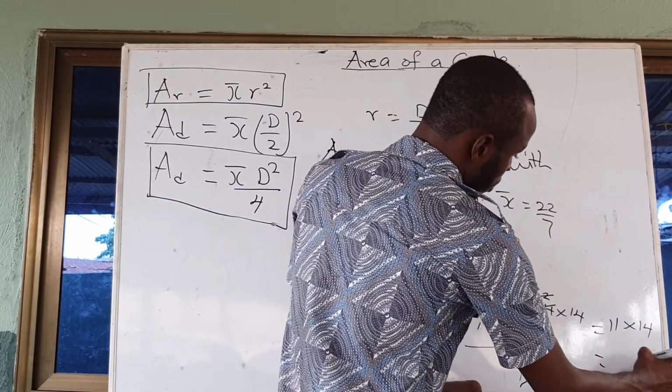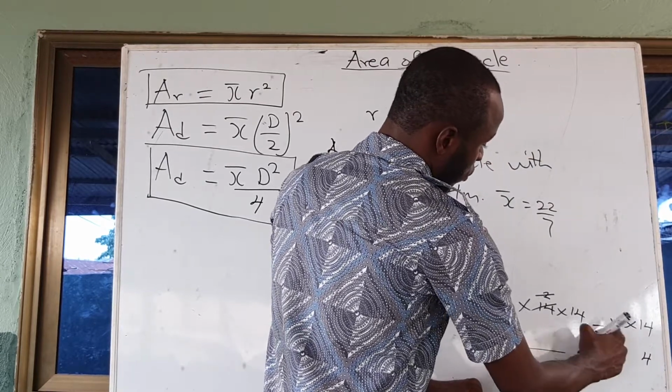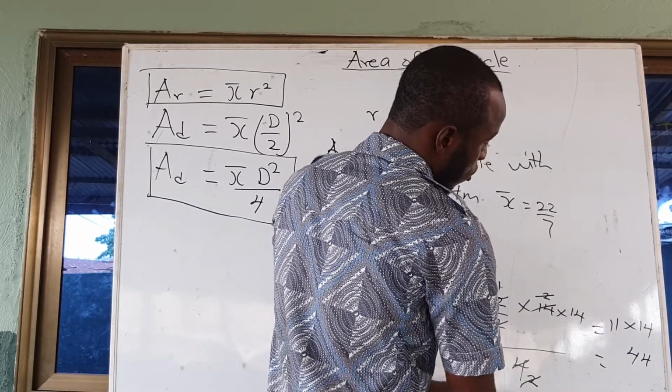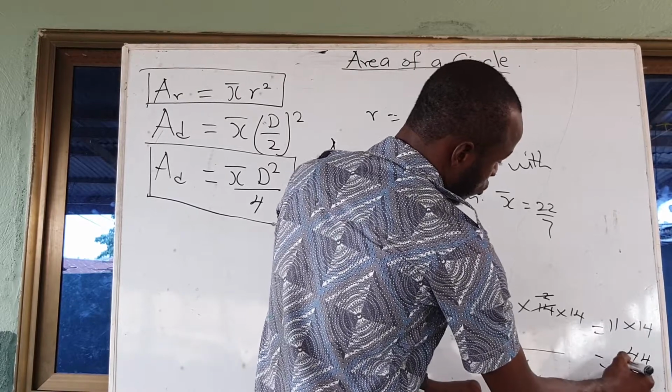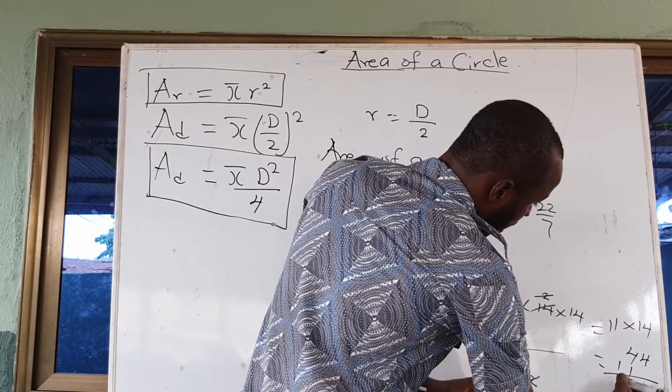4 times 1 will give you 4, 4 times 1 will also give you 4, and 1 times 1 will give us 1. So in a nutshell, the answer will be 154.